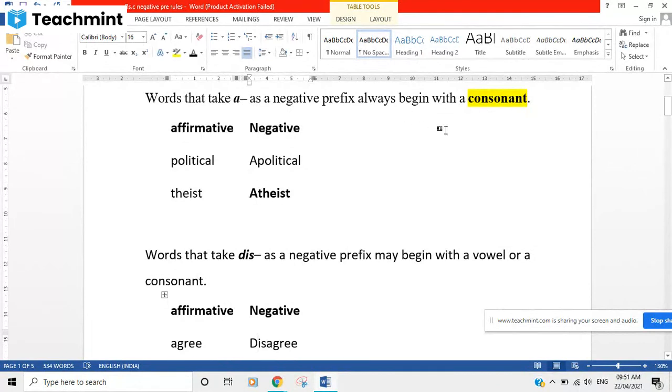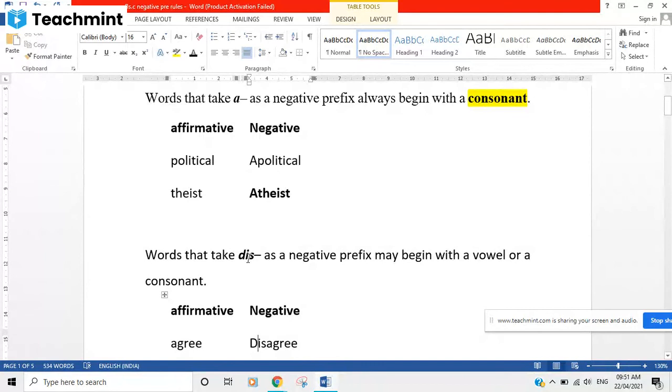And in order to make this word negative, you need to add the prefix dis before it so that you can make it disagree. The class of the word does not change. It is a verb, and disagree is also a verb. So here the class does not change, just the meaning changes, from positive to negative.